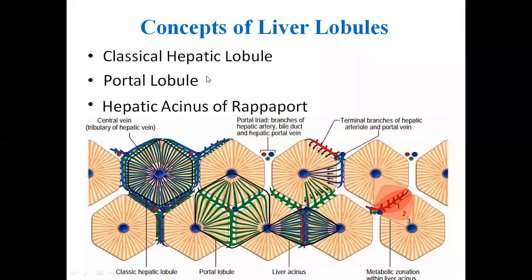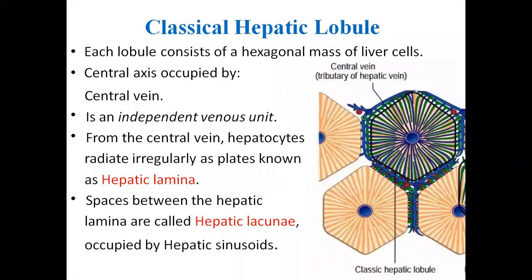In today's lecture, we will discuss details of the classic hepatic lobule, while the portal lobule and the hepatic acinus of Rappaport, or liver acinus, will be discussed in the next lecture, inshallah. So, details about the classical hepatic lobule. Each lobule is a hexagonal mass of liver cells.